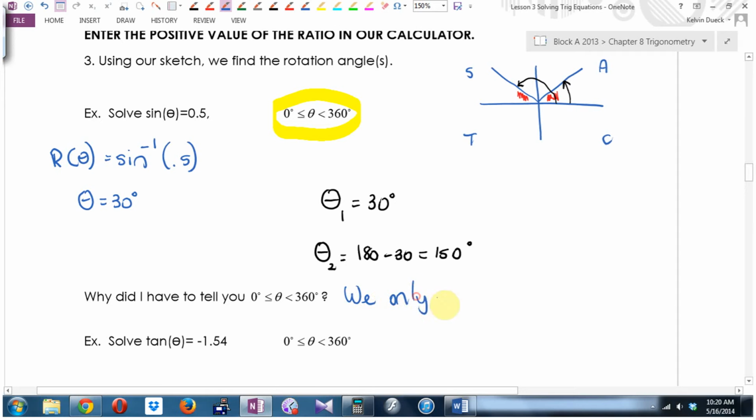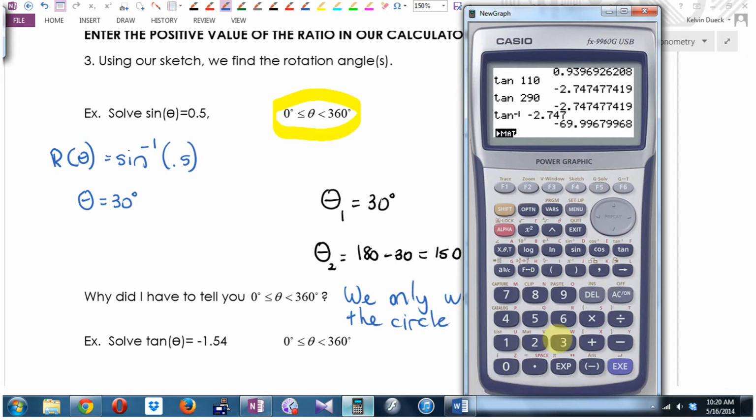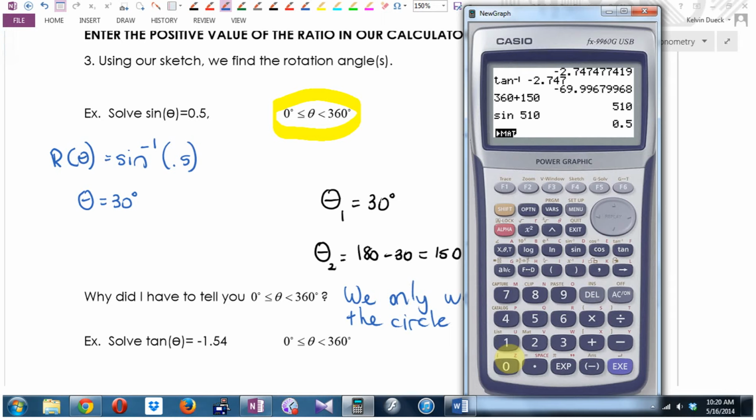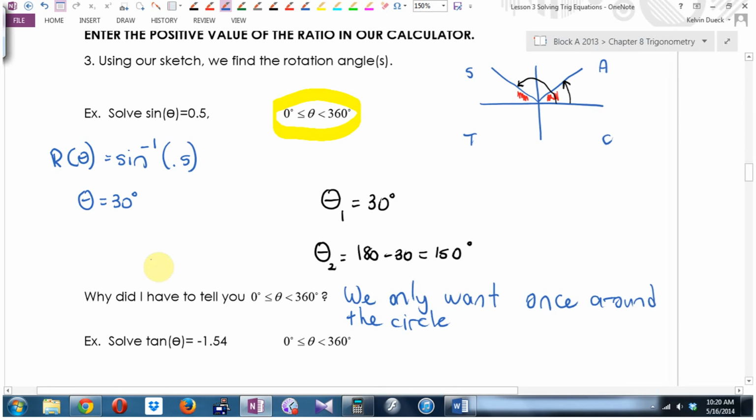We only want once around the circle. In other words, if I go 360 plus 150, the sine of 510 is also 0.5. Yeah, I don't care about that. I just want, get me the two principal positive angles between 0 and 360. Okay?